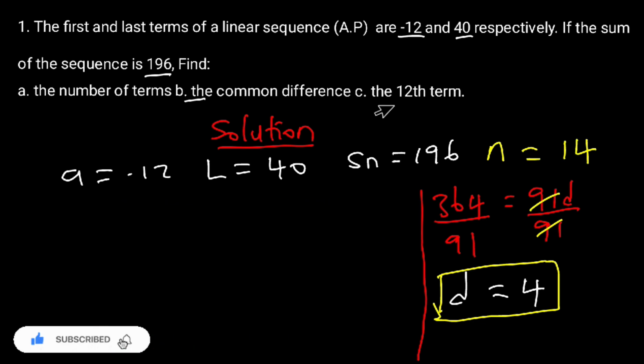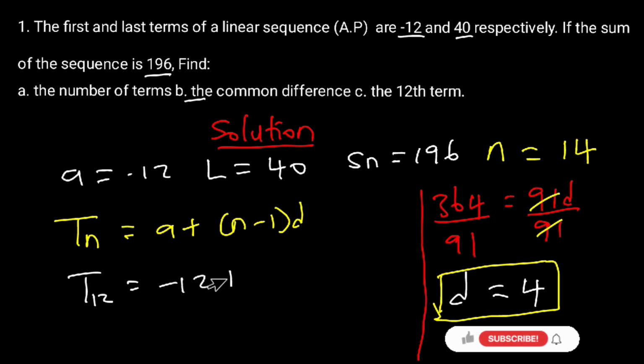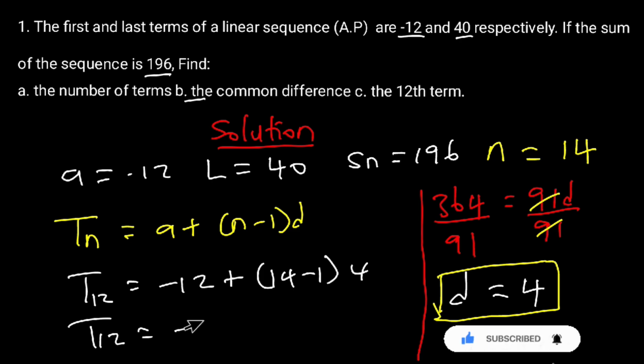Then C says find the 12th term. We're going to make use of the formula for the nth term of an AP, which is Tn equals a plus n minus 1 d. So we have that the 12th term is equal to the first term, minus 12, plus the number of terms, 14 minus 1, multiplied by the common difference, which is 4. So this is equal to minus 12 plus 14 minus 1, which is 13, then multiplied by 4.